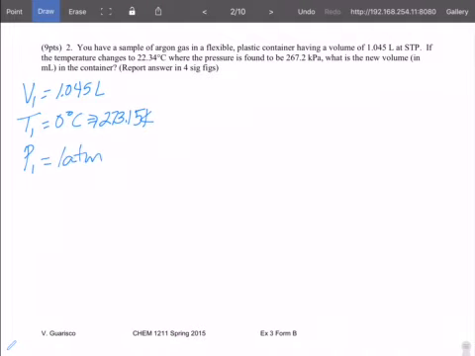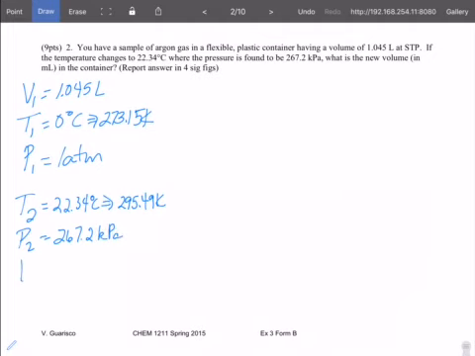Now the question is if the temperature changes, so we know our temperature changed to 22.34 degrees C, which is 295.49 K, and the pressure is found to be 267.2 kPa. Then the question is, what's the new volume? And we're going to want it in milliliters.